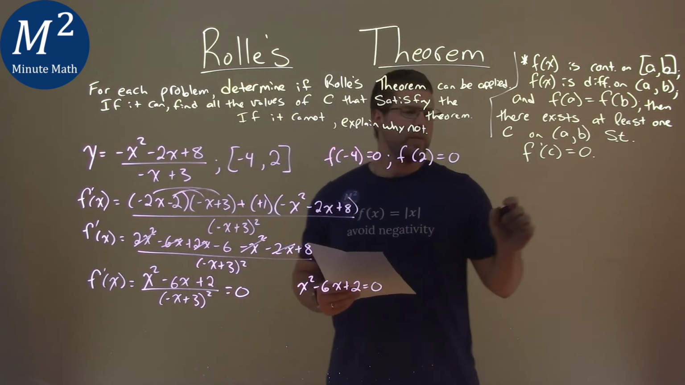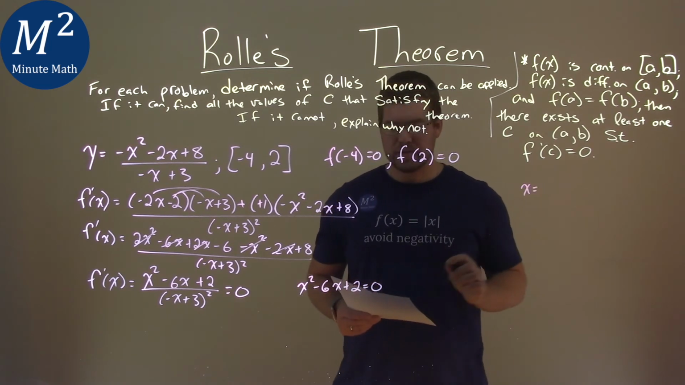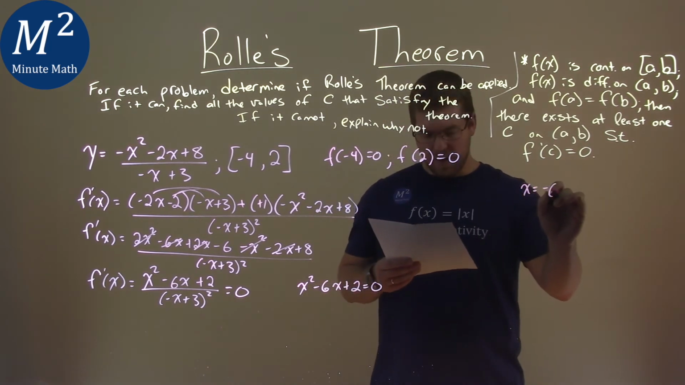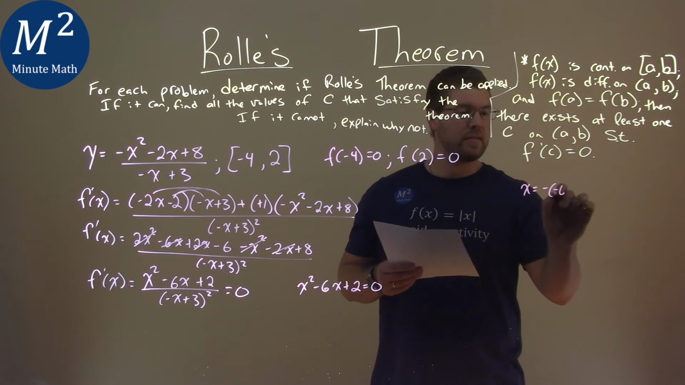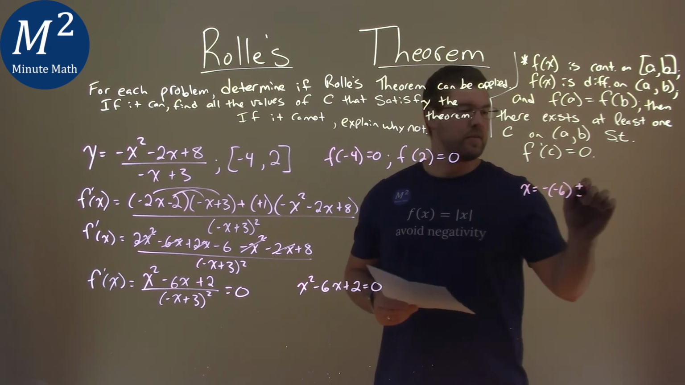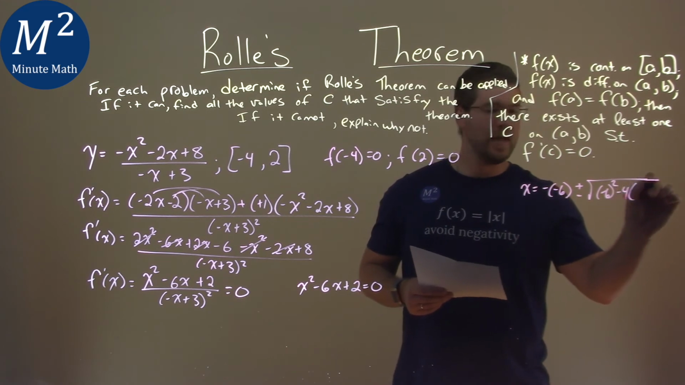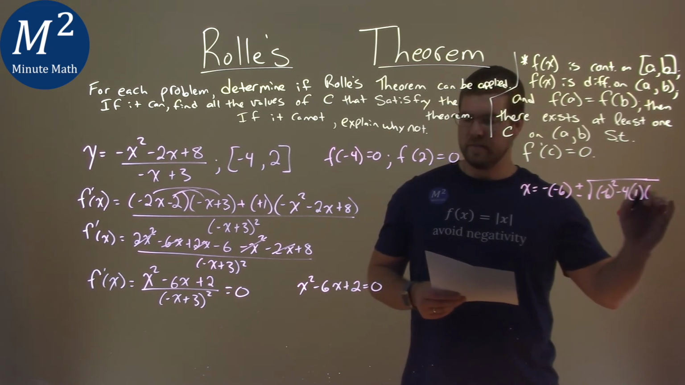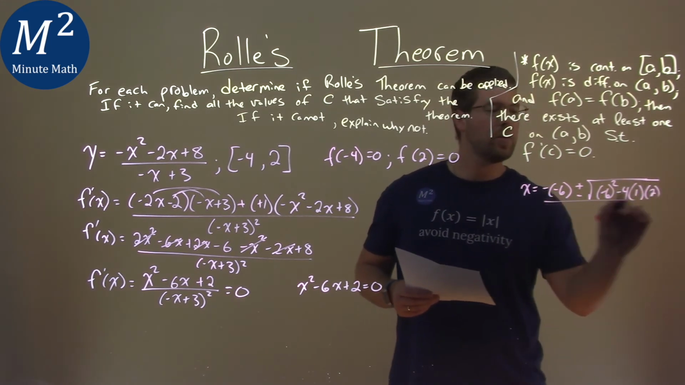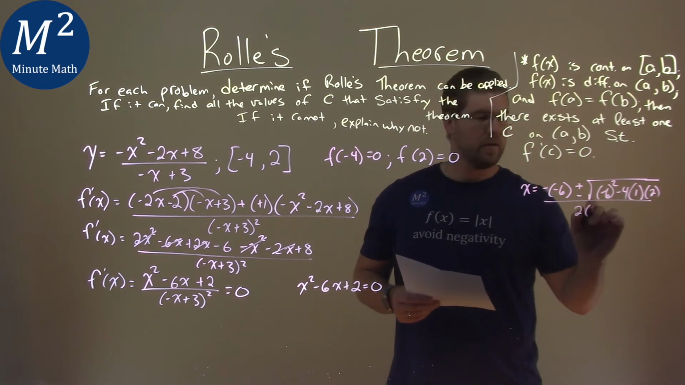Now, hopefully you remember the quadratic formula. x equals negative b value, which is negative negative 6, plus or minus the square root of negative 6 squared minus 4 times our a value, which is 1, and our c value, which is 2, all over 2 times our a value, which is 1.